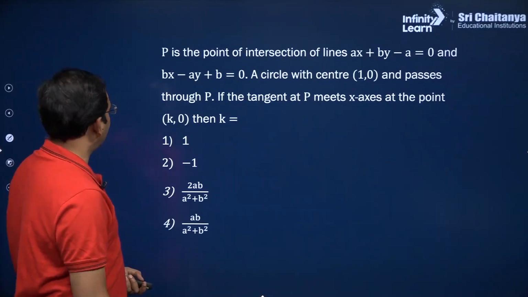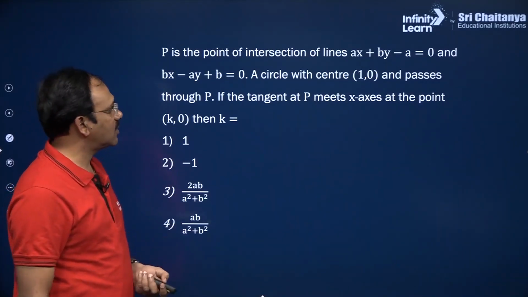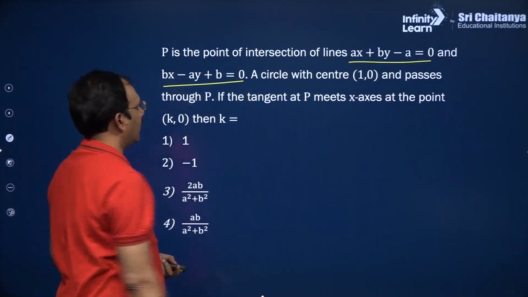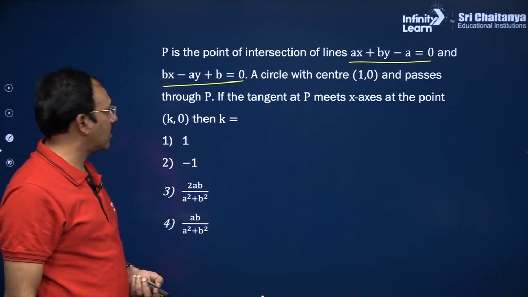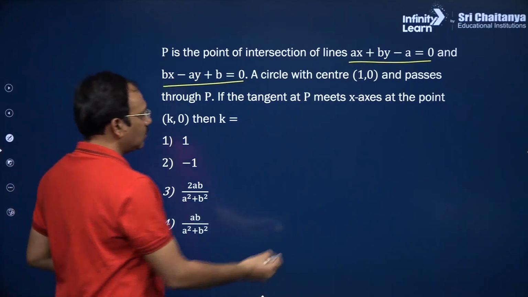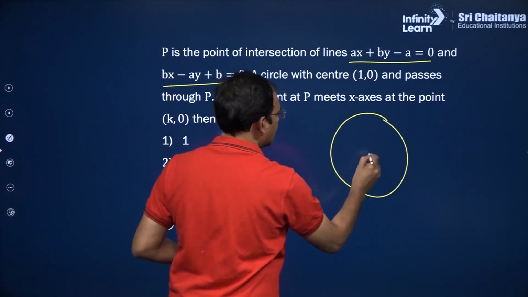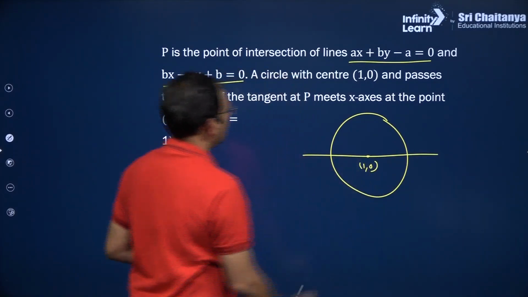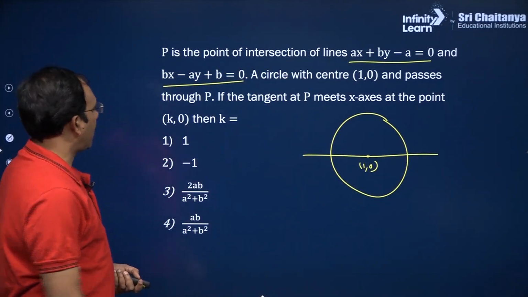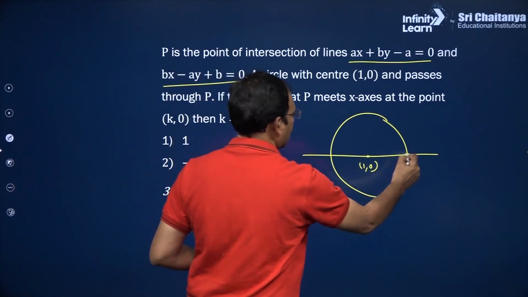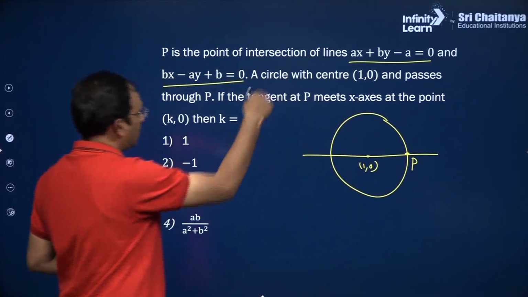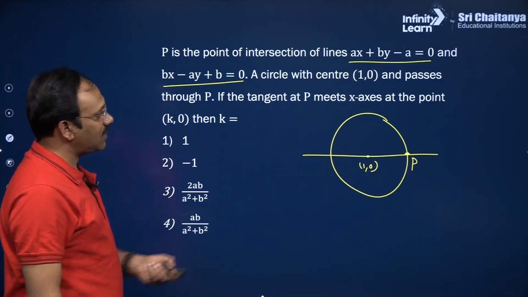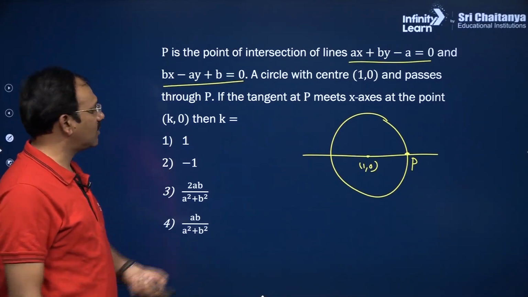Okay. Next, my dear friends, P is the point of intersection of the first line and the second line. And a circle with center 1, 0 passes through P. You take a circle with center 1, 0 and passing through P. P is a point on it, where P is nothing but the point of intersection of these 2 lines. If the tangent at P meets the x-axis at the point k, 0, then find this.